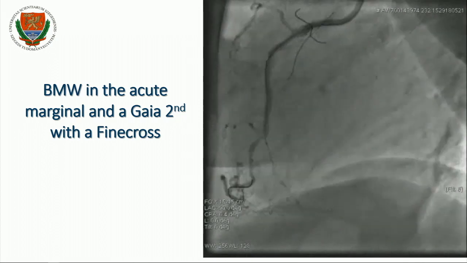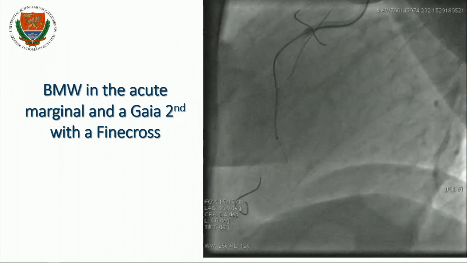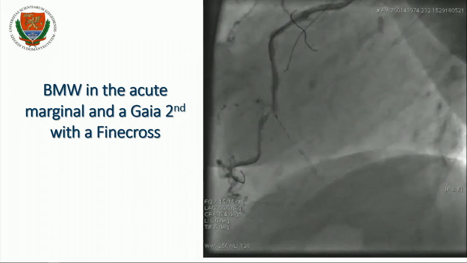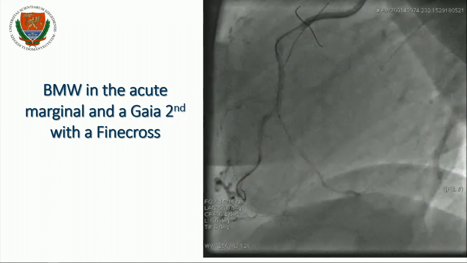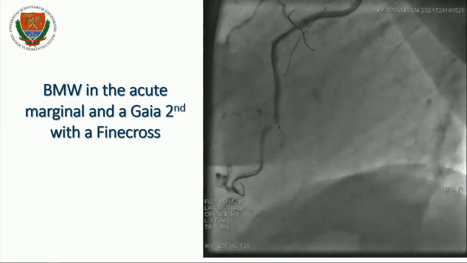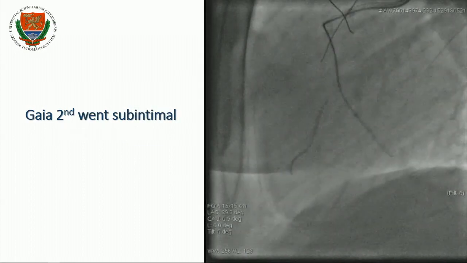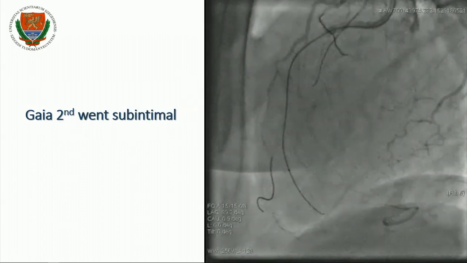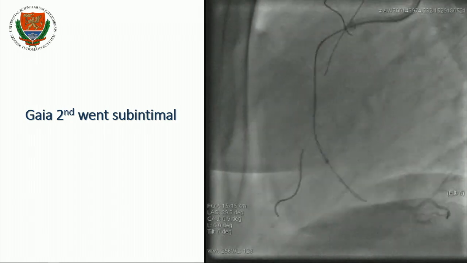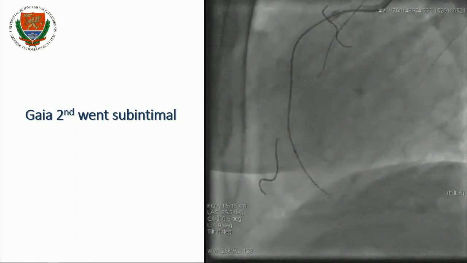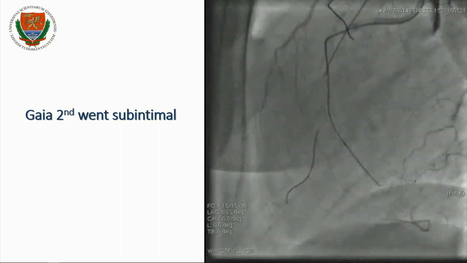So first we decided to put a BMW wire in the side branch, and then we went with Gaia Second with a Fine Cross microcatheter, and it showed quite a nice progression of the wire, but as we proceeded further, the Gaia Second went subintimally. We confirmed this with contralateral injections from the left system.